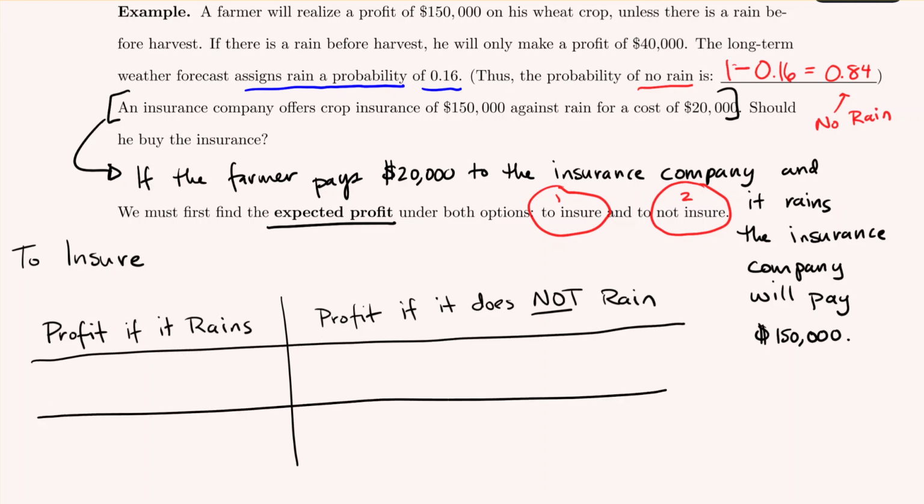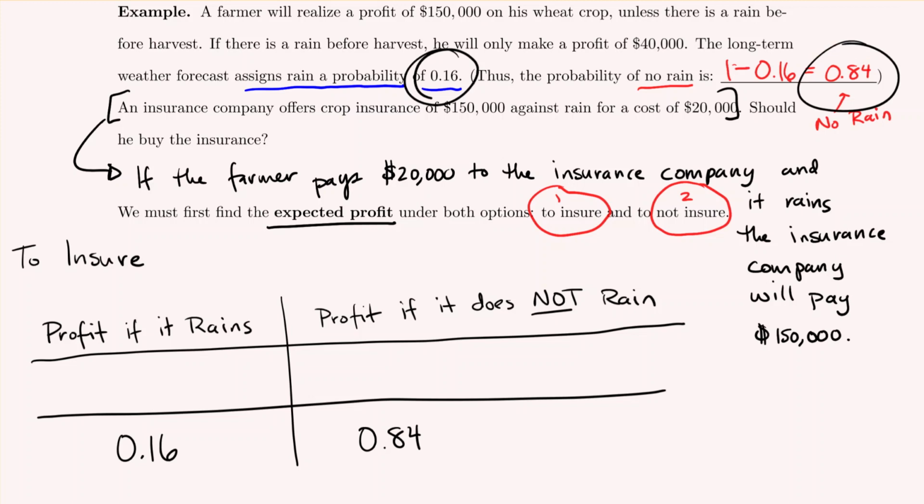So we will find the profit and their corresponding probability. We can just write in the probability first. We know the probability of rain is 0.16. We know the probability of not rain is 0.84. So all that's left in this table is to find the profits that correspond to these values.